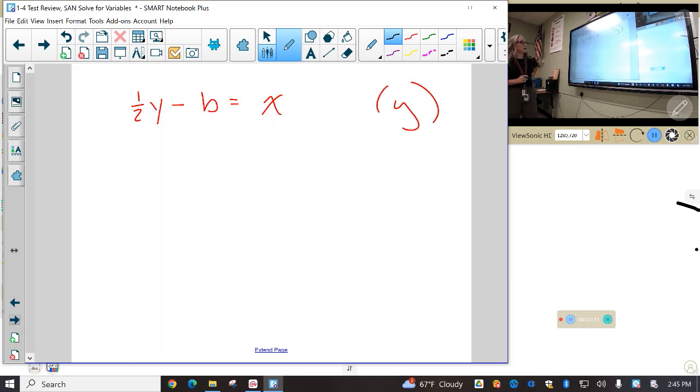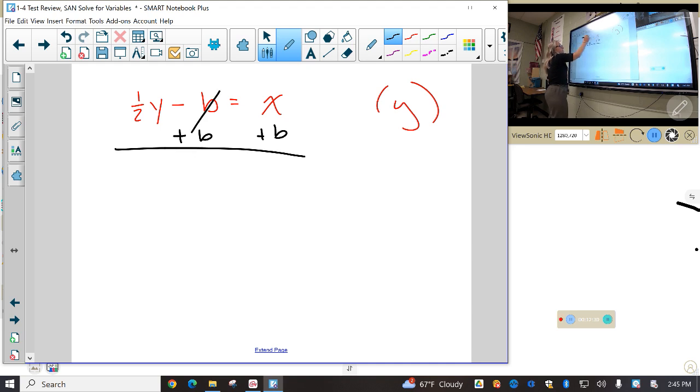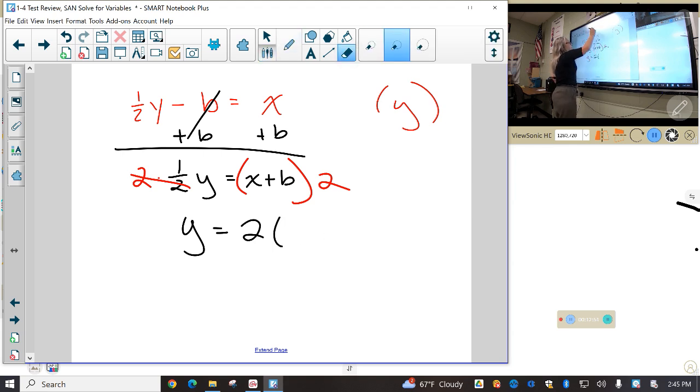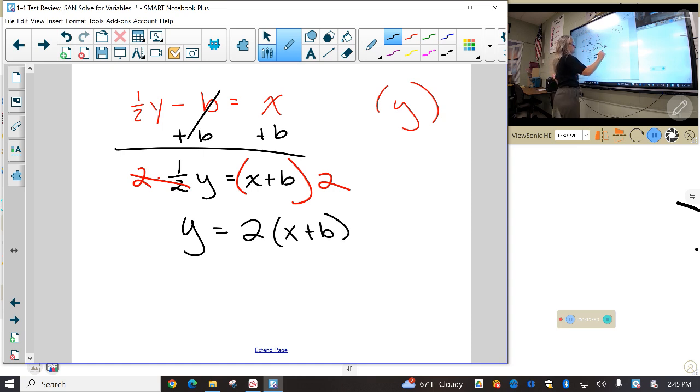We're solving this one for y. We did one similar to this one a little bit ago. We were just solving for x, so I'm going to add b. So I have 1/2 y equals x plus b. How do you get rid of a fraction? Multiply by the reciprocal. Make sure you multiply the entire thing by 2. Cancels, so I'm left with y equals, you can distribute or not, doesn't matter as long as you have parentheses. 2x, or I'm sorry, I didn't distribute. So 2 times x plus b. Or it could be 2x plus 2b.